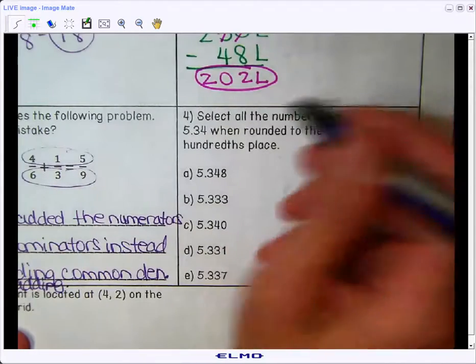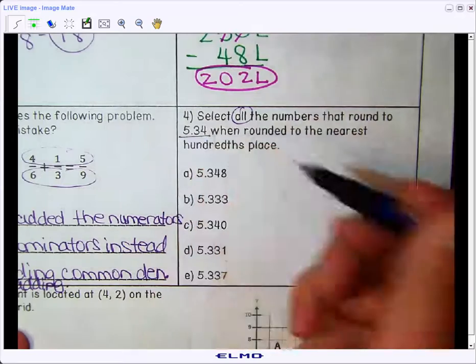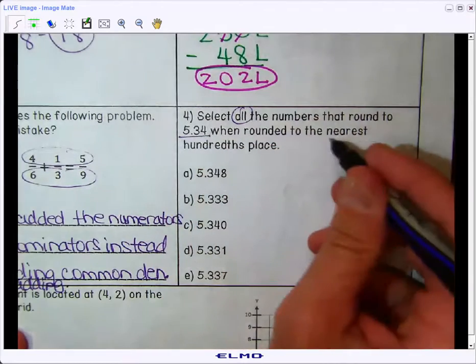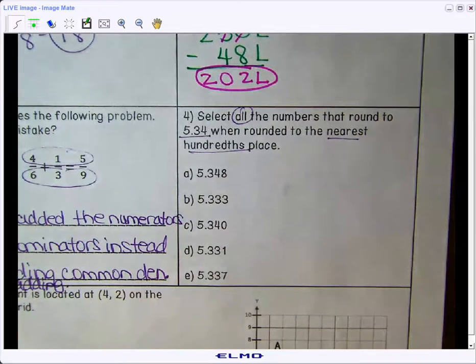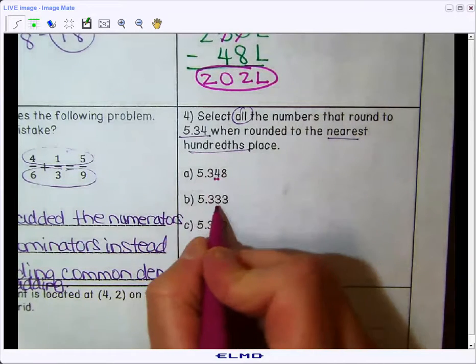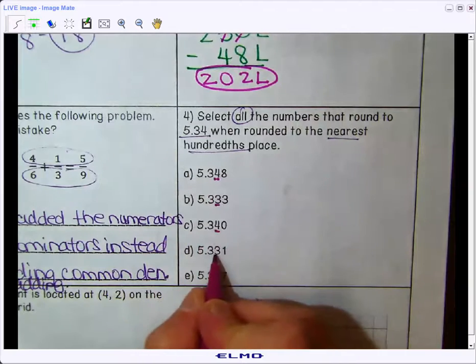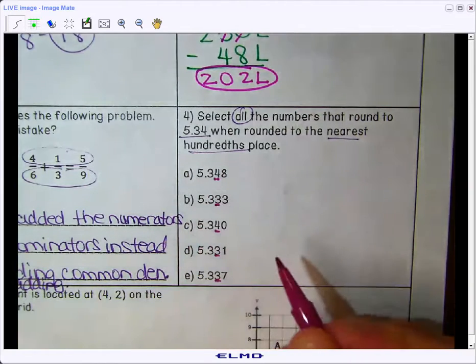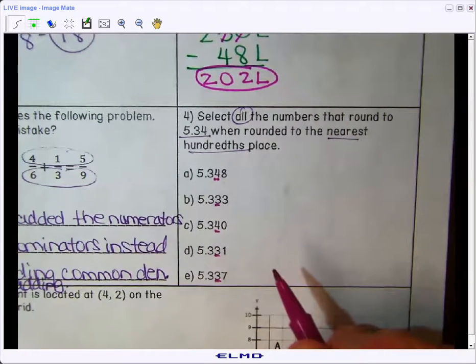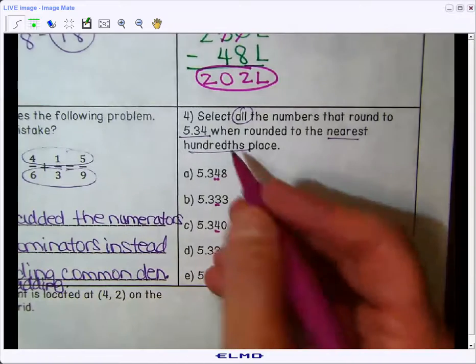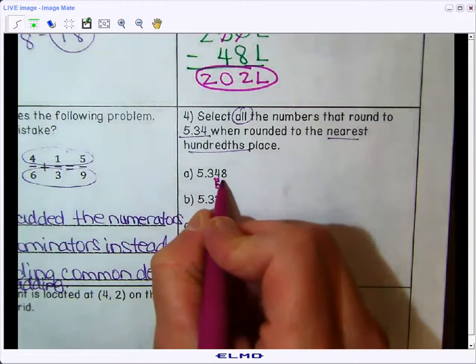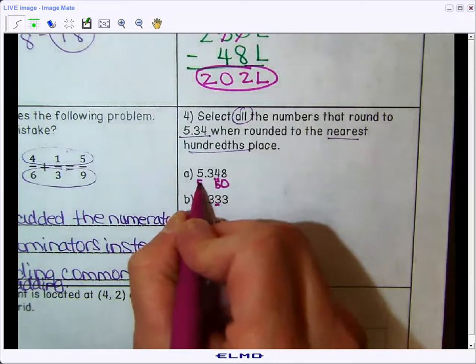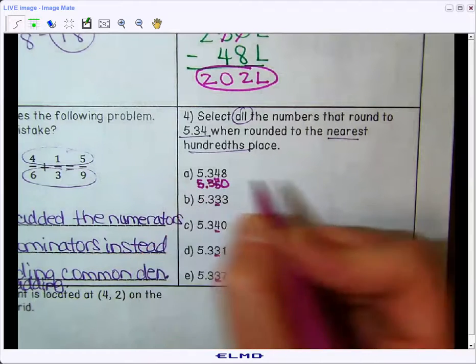Select all numbers that round to 5 3/34 when rounded to the nearest hundredths place. So we know that we need to underline each of the digits that are in the hundreds. All right, so remember, 5 or more, let it soar, 4 or less, let it rest. So this 8 tells us that we're going to let that 4 soar. Everything to the right is a 0. Everything to the left stays the same.